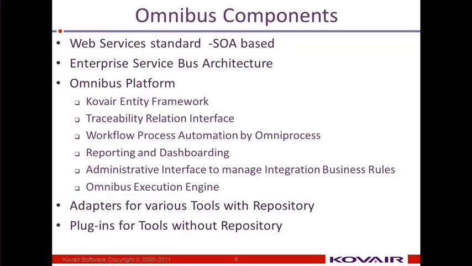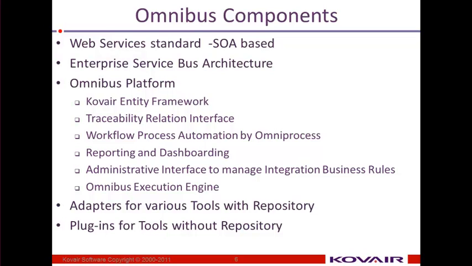For example, I can say that only the approved requirements should go from Requisite Pro to Quality Center, which is a test management tool, from requirements management to test management tool. So this is a kind of business rule, and that will be hard-coded in the point-to-point integration. Whereas in Cohere, in Omnibus, as a matter of fact, you do not hard-code that as a part of the adapter. Remember that we have adapters for each of these tools.